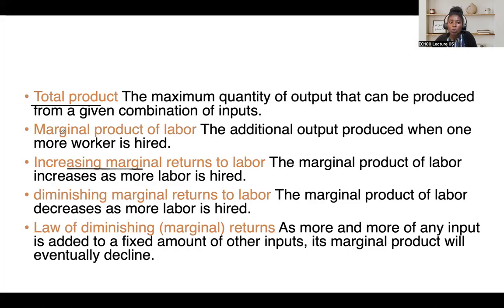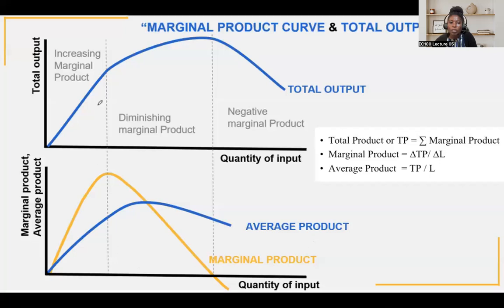How does the marginal product trend? You'll find that there is an increasing phase, and then there is a decreasing phase, whereby the decreasing is what gives rise to the law of diminishing marginal returns. So this is what it looks like.